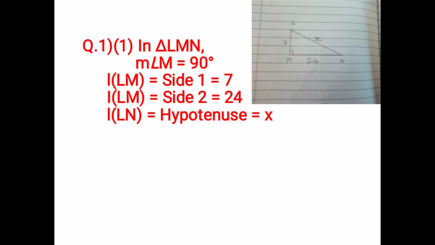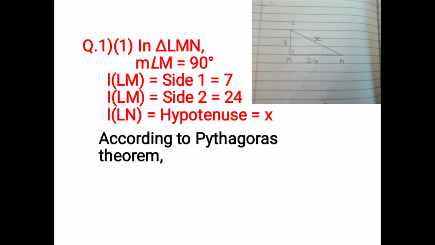In triangle LMN, measure of angle M is equal to 90 degrees. Length of LM is equal to side 1, and length of MN is equal to side 2, which I have taken here. LM is given as 7 and MN is given as 24. Length of LN, the hypotenuse, is equal to x. You have to find the hypotenuse by using the Pythagoras theorem formula. So now let us start the sum.